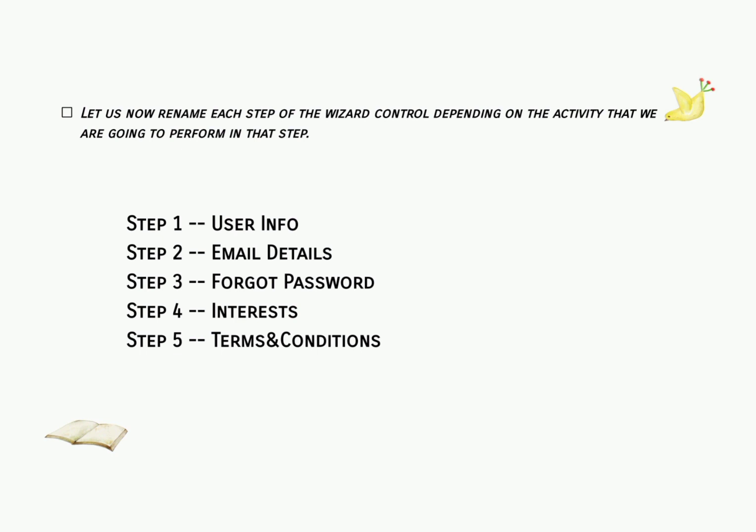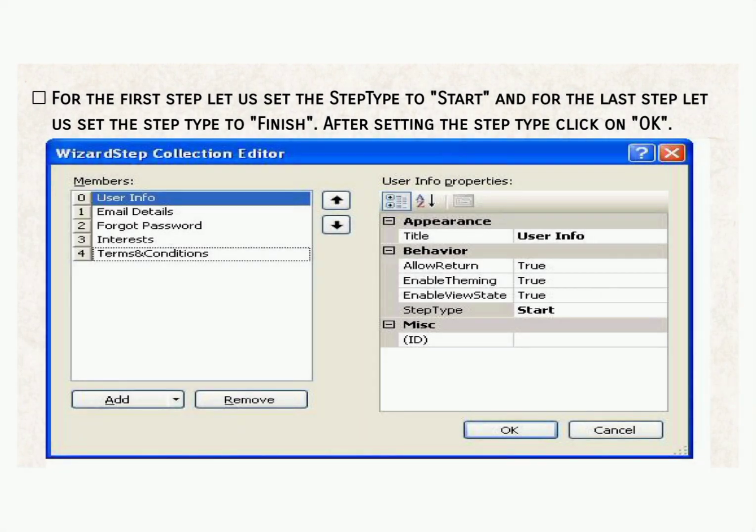In the second step, we will address details for email. The third step will address the details for forgot password. In the fourth step, we will ask users about their interests. And the fifth is the final step in which the user will have to accept the various terms and conditions. Now let us rename each of these steps as follows. Step 1, User Info. Step 2, Email Details. Step 3, Forgot Password. Step 4, Interest. Step 5, Terms and Conditions.